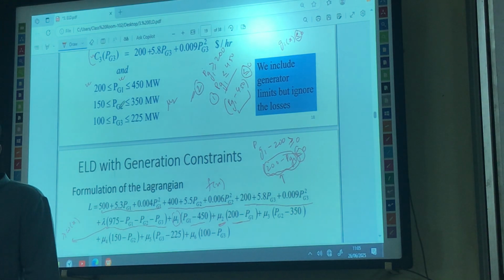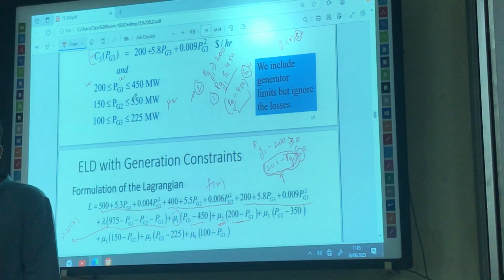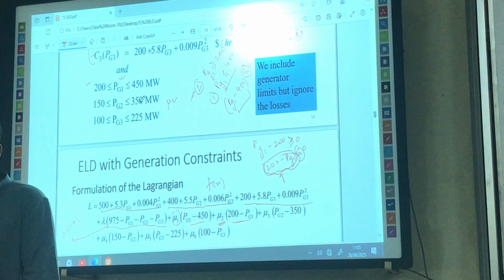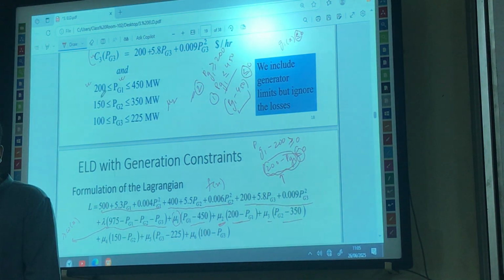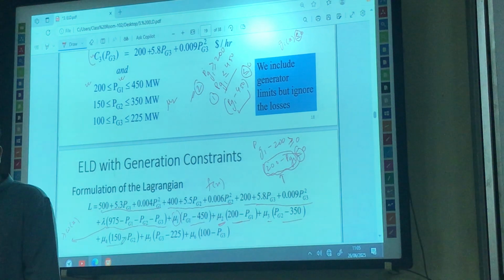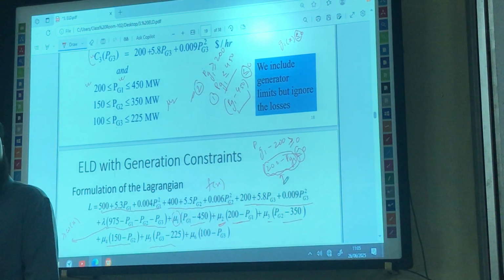Then for this Pg2, it is Pg2 less than or equal to 350. That's why it is mu3 (Pg2 minus 350). And for this lower limit, mu4 (150 minus Pg2). And for this Pg3, mu5 (Pg3 minus 225). And for this, mu6 (100 minus Pg3). Okay. Have you got the idea?